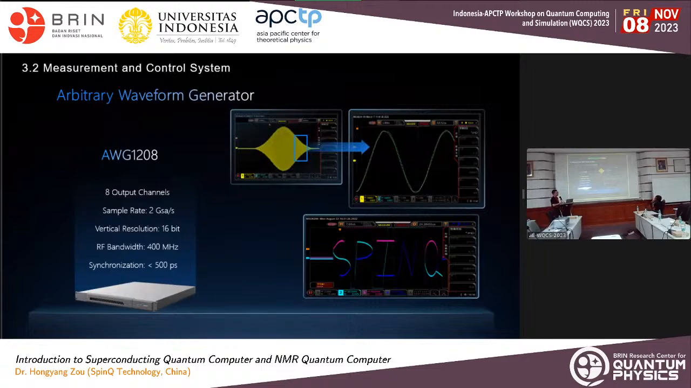For example, this one, the arbitrary waveform generator AWG 1208, has 8 output channels, sampling rate 2 gigahertz, and vertical resolution 16 bits, and has bandwidth from DC to 400 megahertz. And also it has good synchronization. Here we send the signal to the oscilloscope. So they have good synchronization channels.